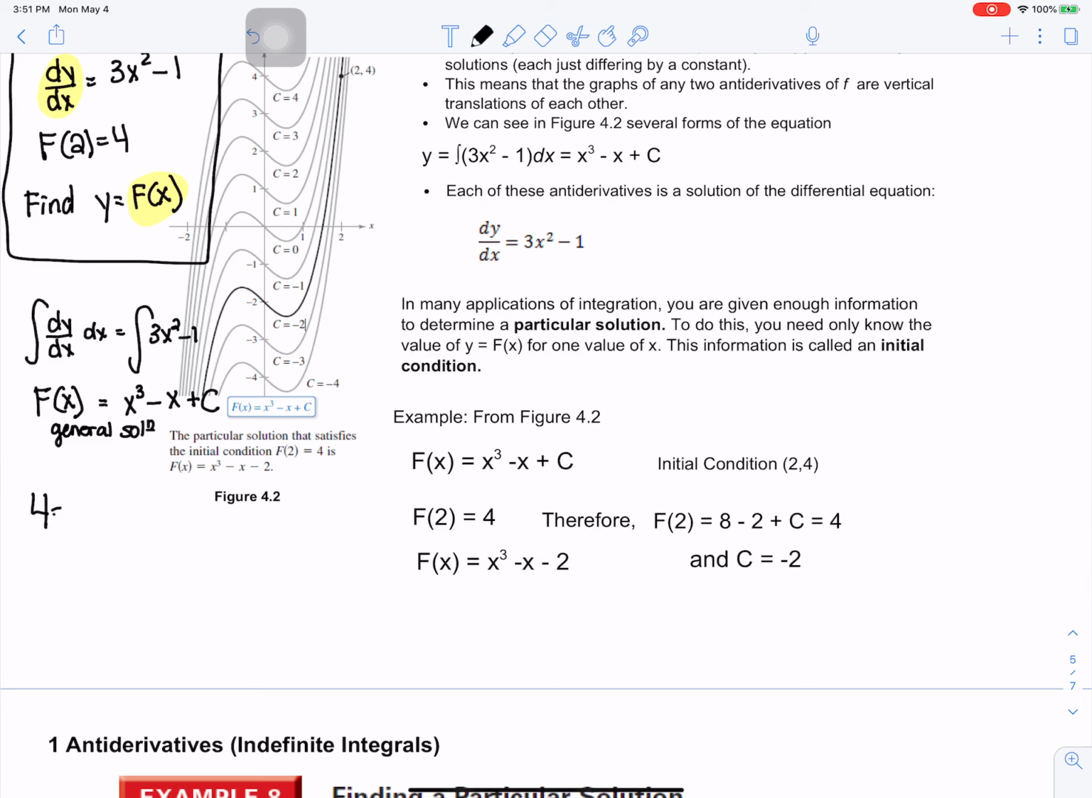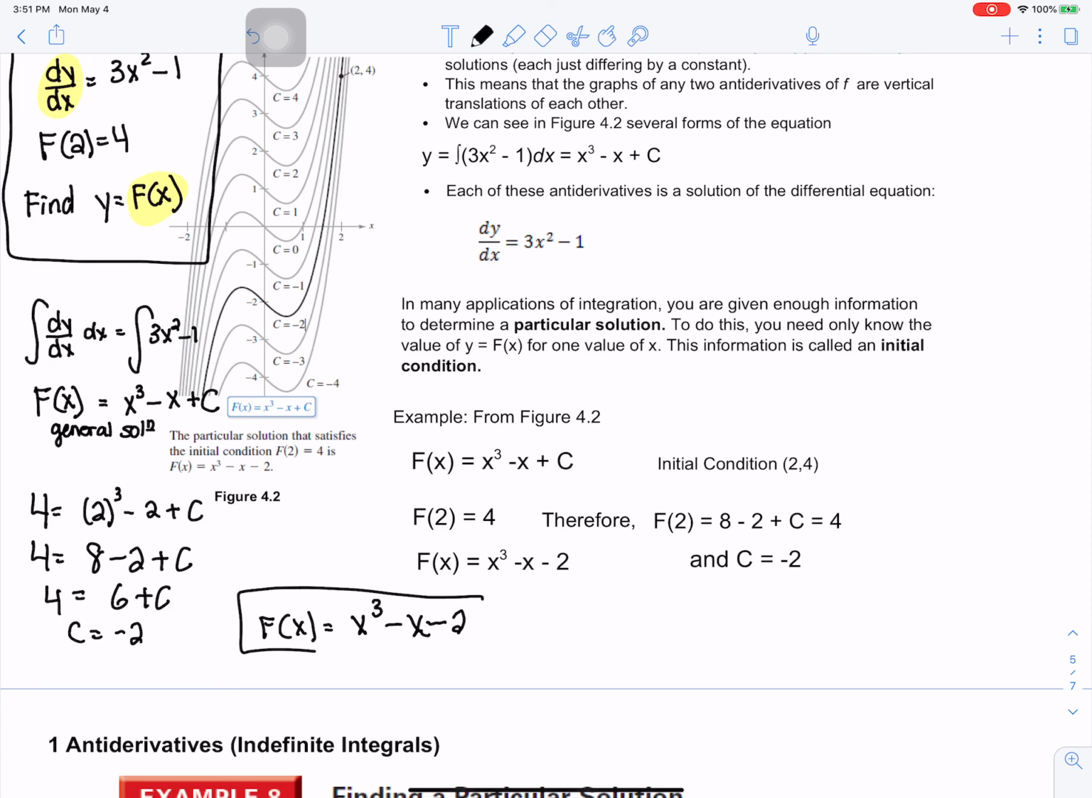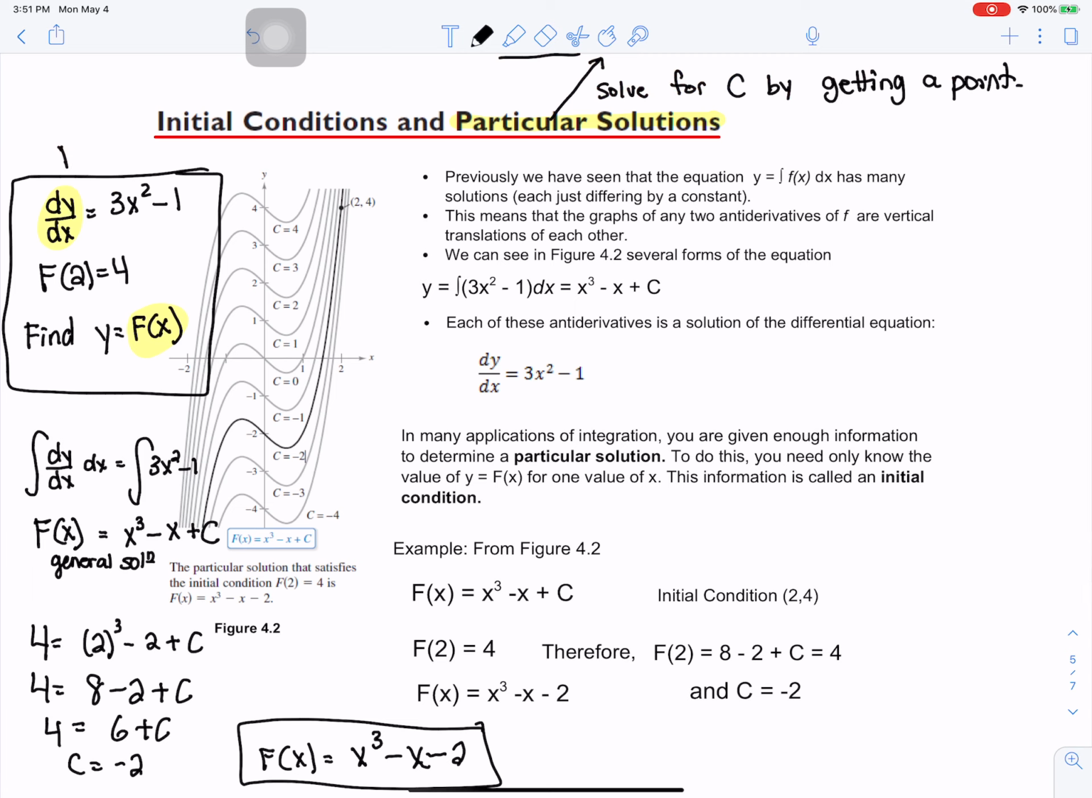When x is 2, y is 4, so what c value solves that for me? Well, 4 is equal to 8 minus 2 plus c. 6 plus c equals 4, so c equals negative 2. So my particular solution would be capital F of x equals x cubed minus x minus 2, and that would be the solution to that differential equation. I'm going to call it DE for a differential equation, and it's just asking you to find the original function given the derivative. I give you a derivative, you get me back to where I was before I took that derivative.